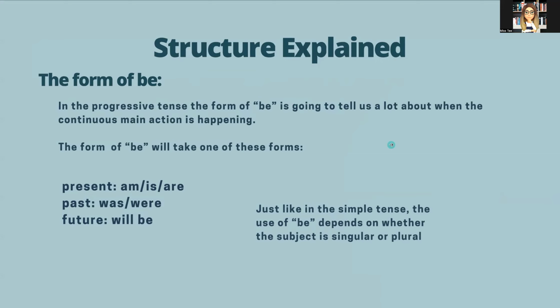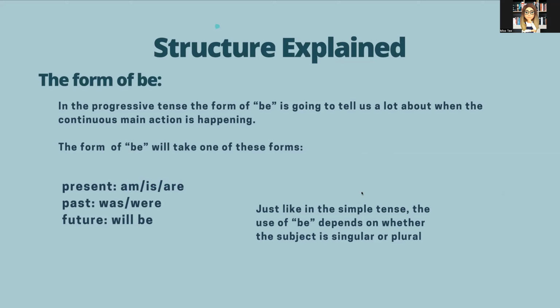So I'm just going to explain the structure a little bit more in terms of the form of be. In the progressive tense, the form of be, like I said before, tells us a lot about when the continuous or main action is happening. The form of be can take on any of these forms. So for present, we have am, is, or are.